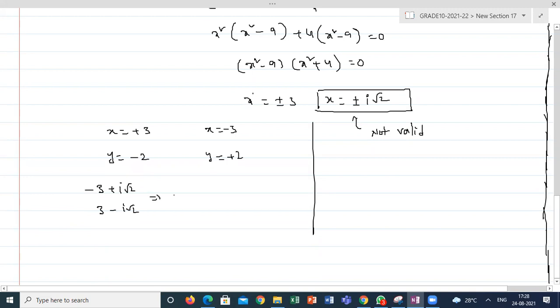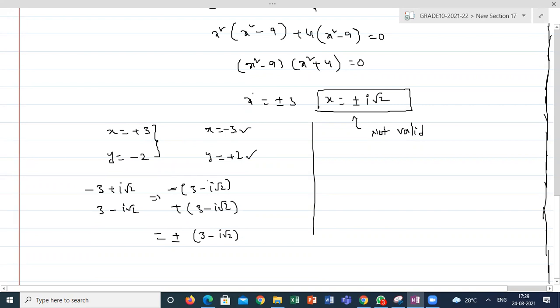So how can I write it into a single form? If I'm taking minus common, 3 − 2i. If I'm taking plus common, 3 − 2i. This is the negative root, the positive root. This can be written as ±(3 − 2i). If I'm taking plus, I will get this combination. If I'm taking minus, I will get this combination.